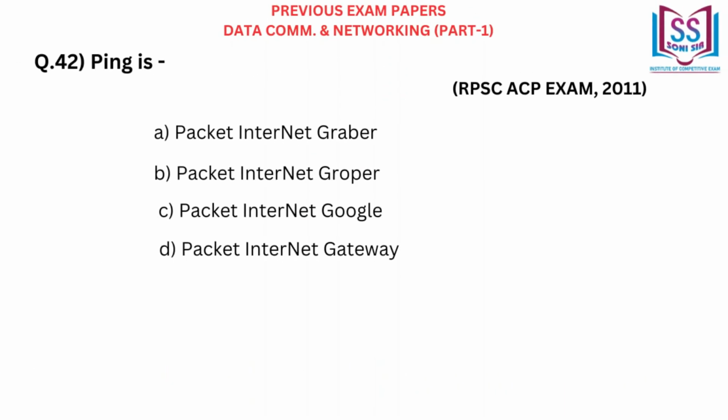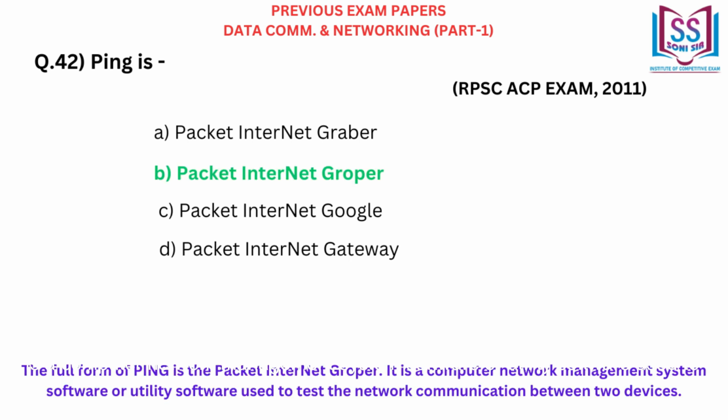PING is A. Packet Internet Grabber. B. Packet Internet Groper. C. Packet Internet Google. D. Packet Internet Gateway. Correct answer B. Packet Internet Groper. The full form of PING is the Packet Internet Groper. It is a computer network management system software or utility software used to test the network communication between two devices.